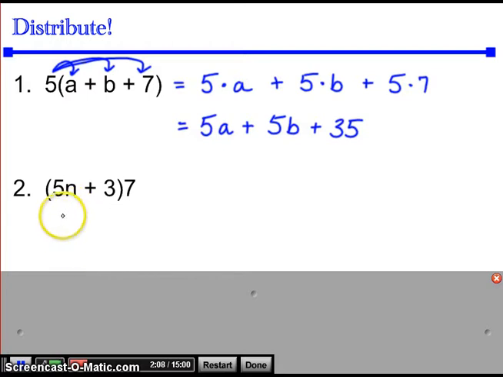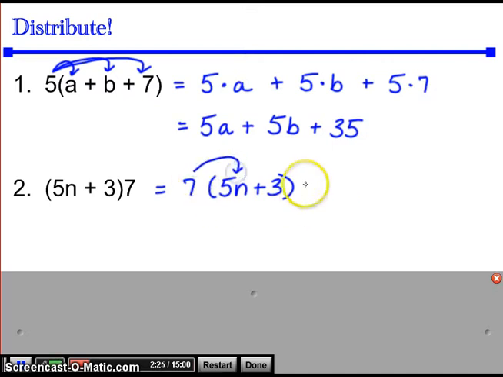Now in number 2, it doesn't matter if the 7 is out in the front or at the end. This is exactly the same thing as saying 7 in the front times 5n plus 3. And you might always want to rewrite it that way because it's easier to think about. So in this one, I'm going to take 7 and multiply it by the 5n, and that gives me 35n. And then I'm going to take that 7 and multiply it by the 3 and add that on to the end. So 7 times 3 is 21, and I've added that to 35n.